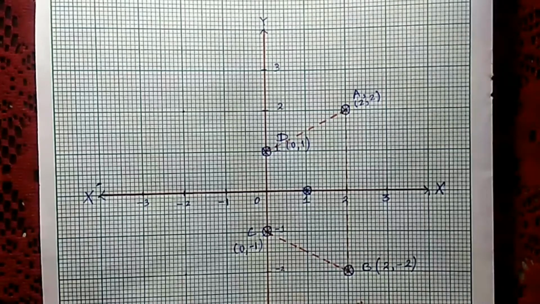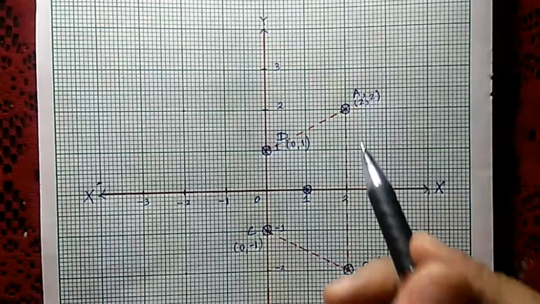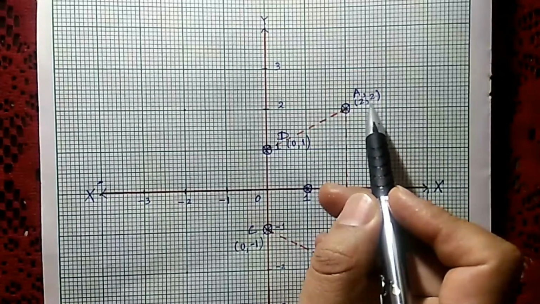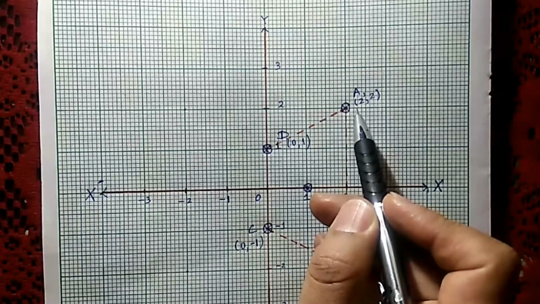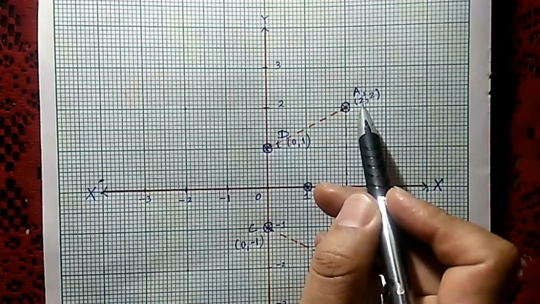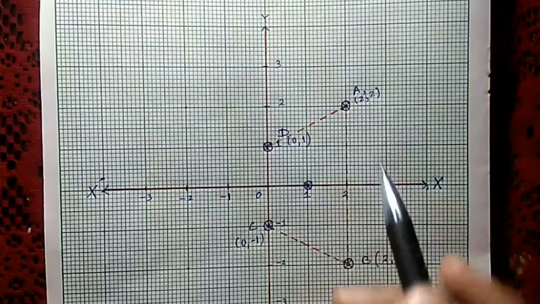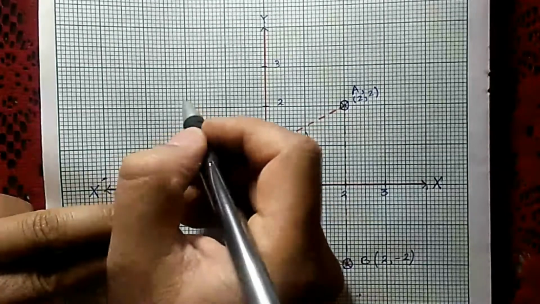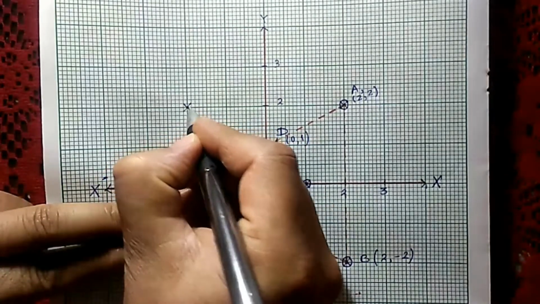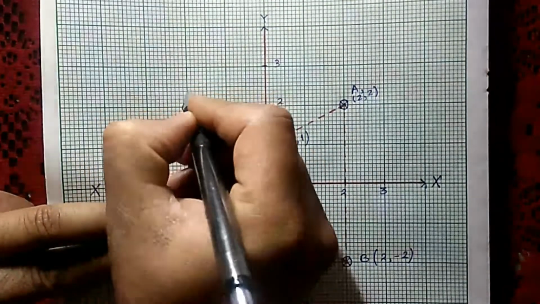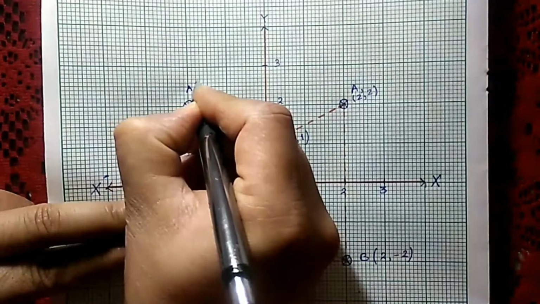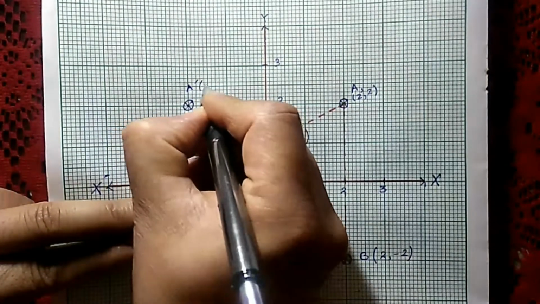Now what is the rule when reflection takes place in the y-axis? The y-coordinate remains as it is, but the x-coordinate changes its sign. So A, when reflected in the y-axis, will become minus 2, 2. So where is minus 2, 2? Minus 2, 2 will be at this point. So the image of A in reflection in the y-axis will be A prime or A dash.